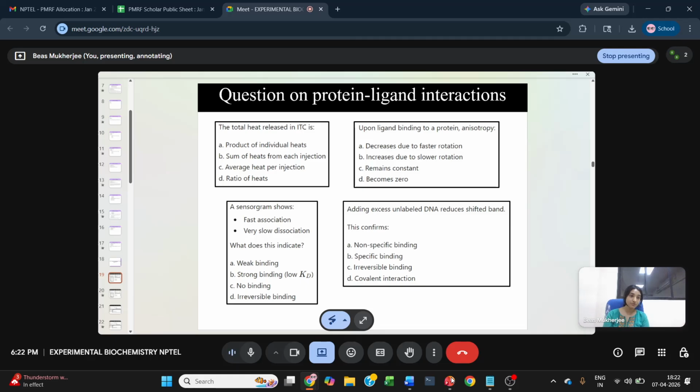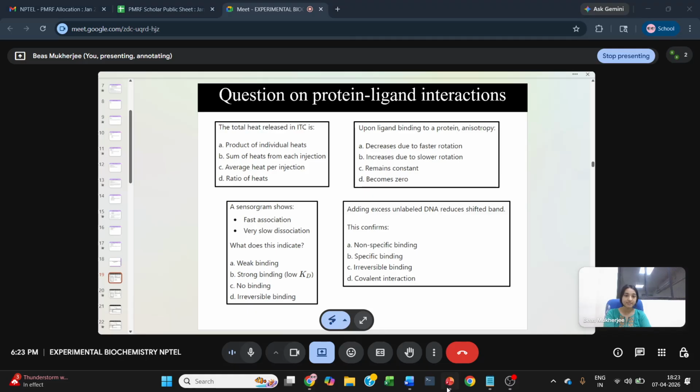The next one is, adding excess unlabeled DNA reduces the shifted band. This is a question for EMSA, right? When you are adding unlabeled DNA into EMSA, that is electrophoretic mobility shift assay, why are you adding unlabeled DNA? To ensure that there is binding between the labeled DNA and the protein. So there is this competitive assay that is going on, right? So this confirms non-specific binding or specific binding. What do we see? Adding excess unlabeled DNA reduces the shifted band. Specific binding, irreversible binding, or covalent binding. So exactly what is happening?